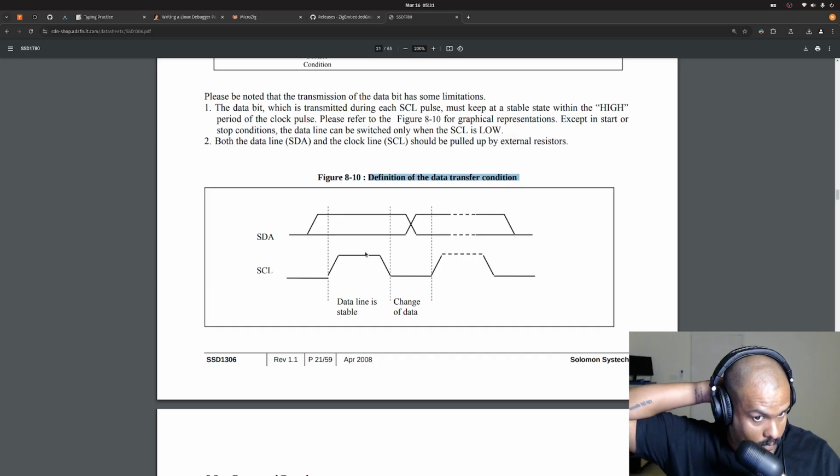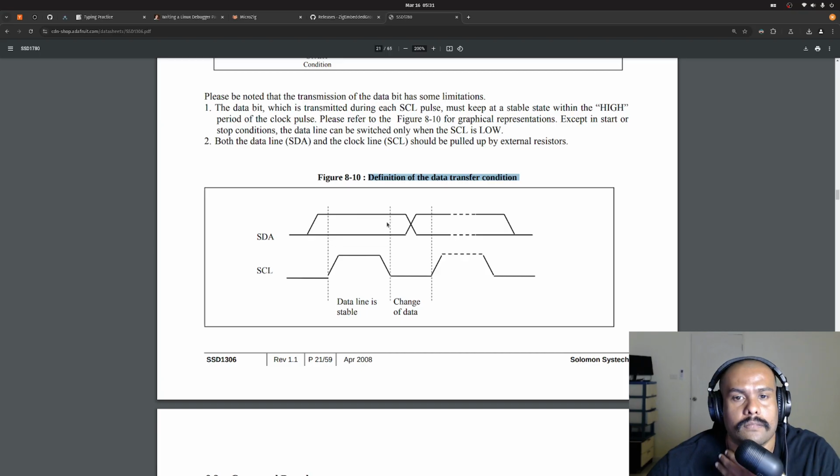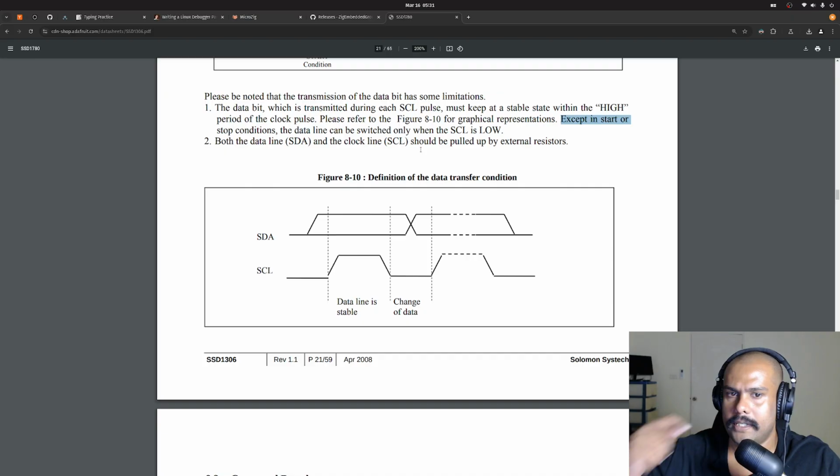Okay. Except in start or stop conditions, the data line can be switched only when the SCL is low. Okay. Both the data line and the clock line should be pulled high by external resistors.